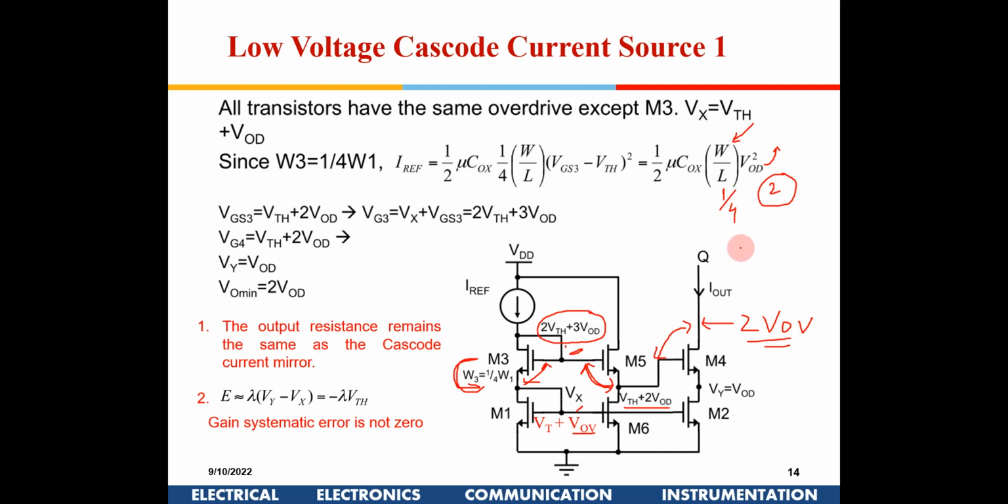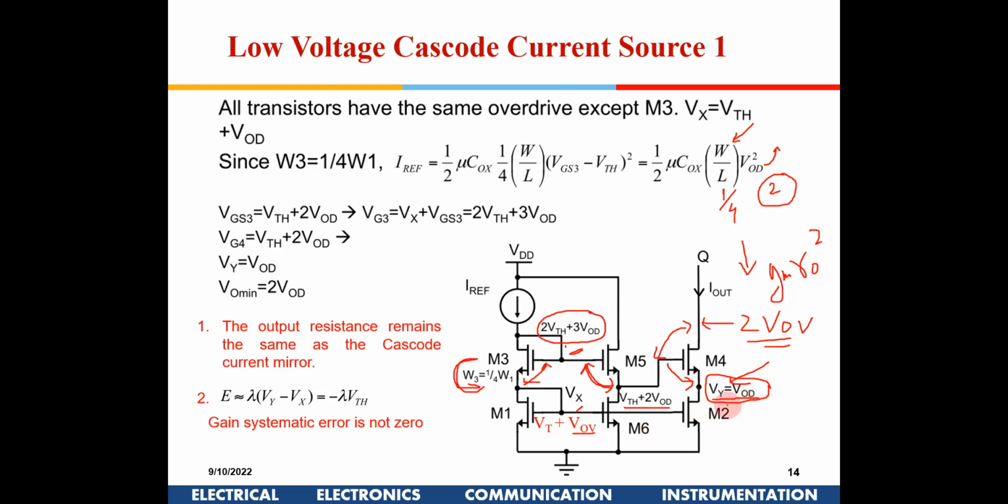Yes, sir. Okay. Now the resistance as seen here is like in the previous case, it will be GM into R0 square, so high resistance. So there is no issue with that, but there is a systematic error now in this particular circuit. What is the systematic error? Now if I try to find out VY, this is VT plus 2 VOD. If I come from here to here, another VT is to be removed, so VT plus VOV will be removed. This will become VY plus VOD, so VY is equal to VOD. Is it okay with all of you?